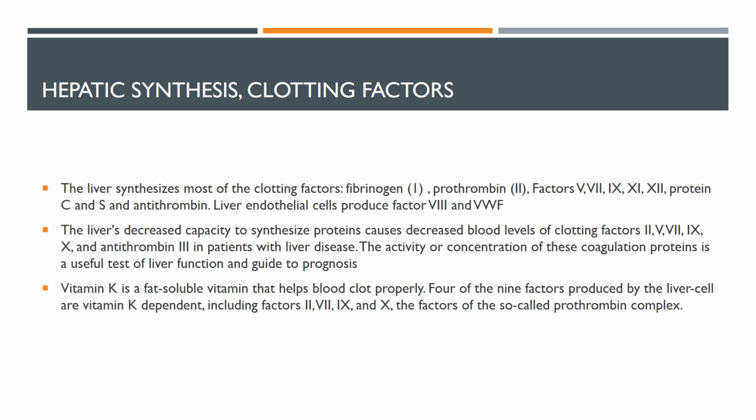If your liver has decreased capacity to synthesize proteins, it causes decreased blood levels of your clotting factors in patients with liver disease. So the activity or concentration of these coagulation proteins is a useful test of liver function, and that can guide your prognosis. It's important to note that vitamin K is a fat-soluble vitamin that helps blood clot properly. 4 of the 9 factors produced by the liver cell are vitamin K dependent, including factors 2, 7, 9, and 10, the factors of the so-called prothrombin complex.